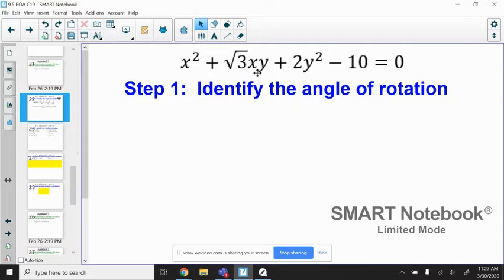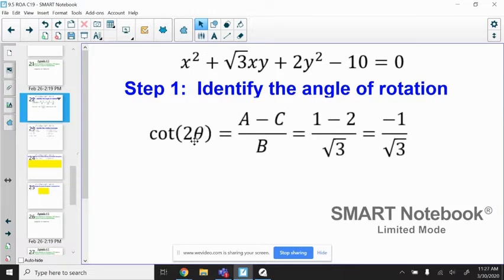eliminate this XY term. If you remember, there is a formula we developed: the cotangent of twice theta is going to be equal to A minus C over B, 1 minus 2 over the square root of 3, negative 1 over the square root of 3. If you remember correctly, cotangent is defined in quadrants 1 and 2, which is from 0 to 180 degrees, 0 to pi for all you people who prefer radians.